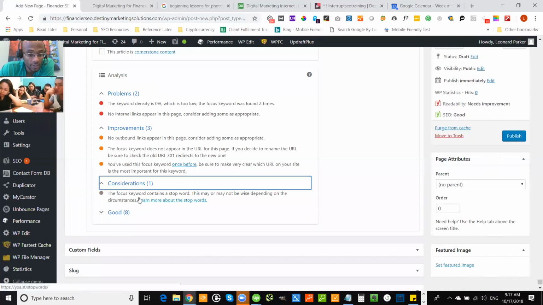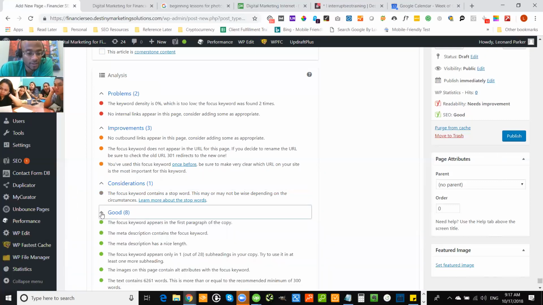Considerations. So the focus keyword, as I mentioned before, it contains a stop word. That stop word is "for," F-O-R. But if we take it out, it's not going to make much sense, so I would just leave it in there. And then finally, the good things you're doing. You want to have as many good things in this list as possible. That way, you'll get a green score for your SEO. So when you guys are going through the homework, definitely leverage Yoast SEO because it will really help you with some of these different things we went over.